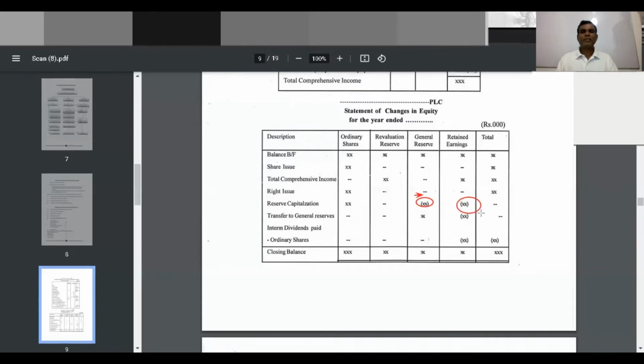If a certain amount is transferred to general reserve, what happens is that retained earning account is debited and general reserve account is credited. Then retained earning value decreases and general reserve value increases. That is all that happens.